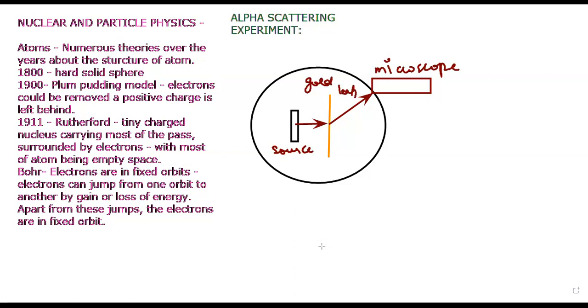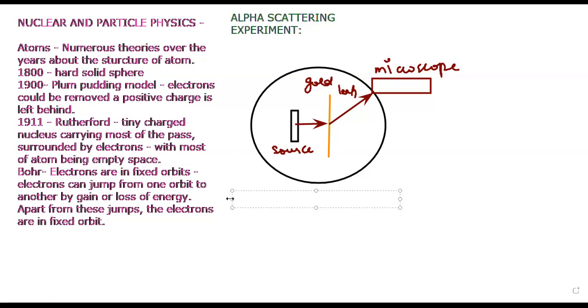Now, what actually happened in this experiment? What did they notice? In this experiment, they expected that all of the alpha particles would pass through the foil. That is what they were expecting at the time. They said, oh, all of the alpha particles are going to pass through, right? Maybe they will divert a little bit, but that's it.